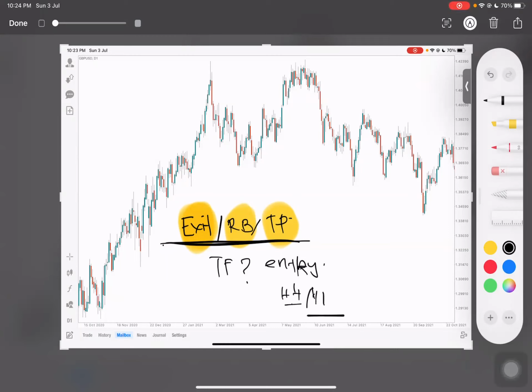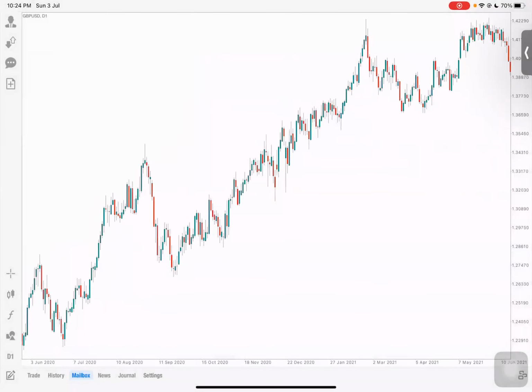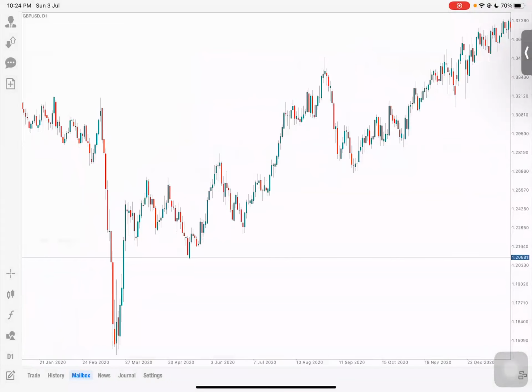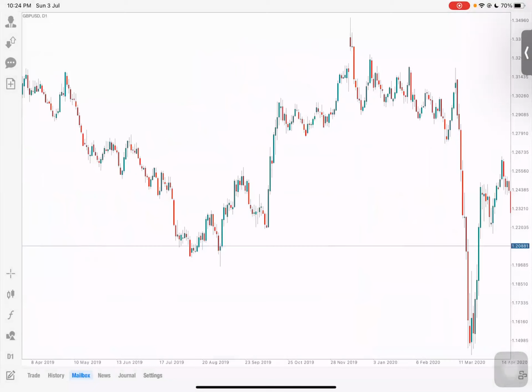Okay, something like that, because you want to see whether the roadblock can be gone through or not. So I'm going to show you what happens if price cannot go through. Hold on, let me try to find it for you. Okay, nice one. This one is okay.